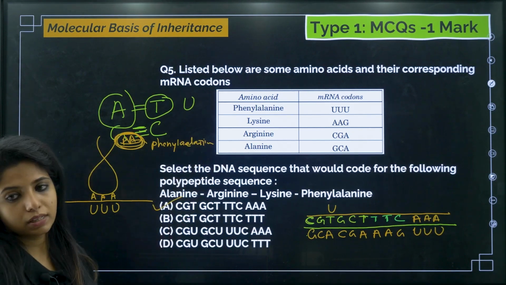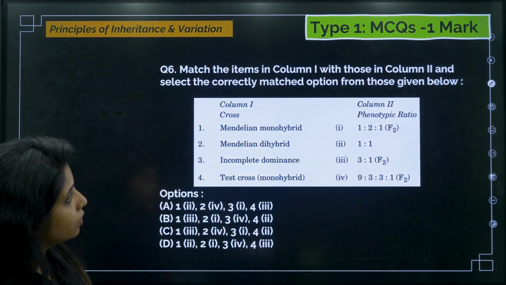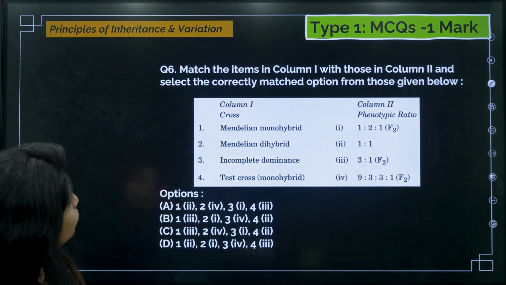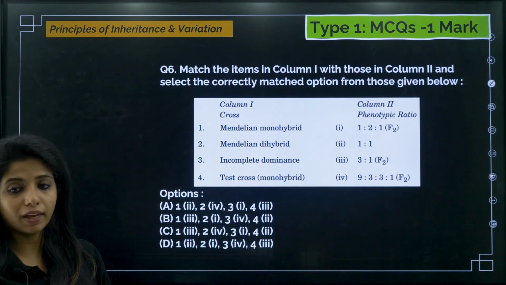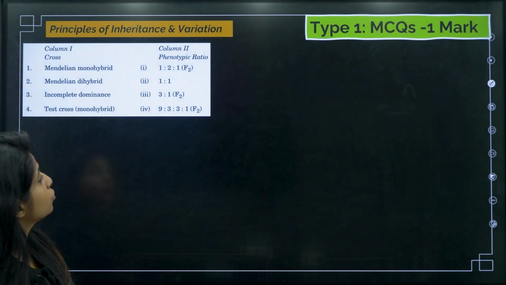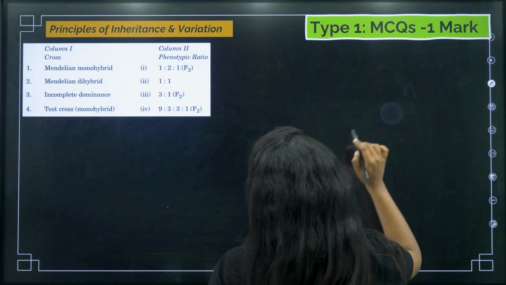Match the items in column 1 with those in column 2 and select the correctly matched option from those given below. So we have to see column 1 and column 2. I have made this over here; these are basic things we should be knowing.